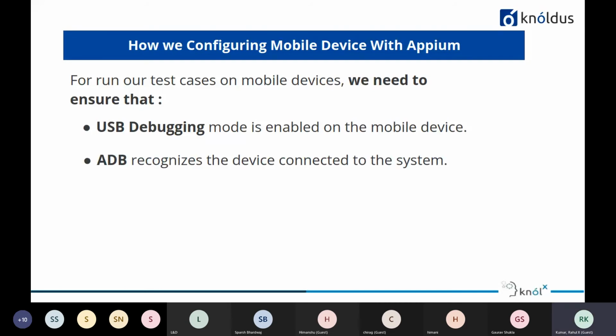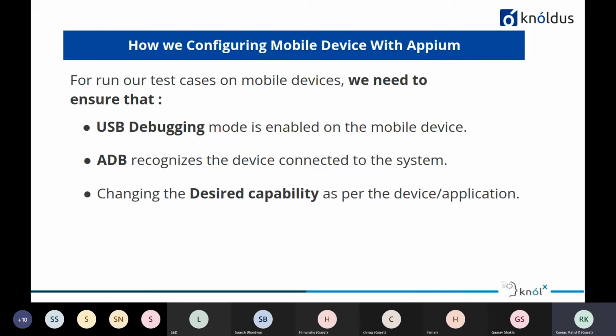Second, ADB recognizes the list of connected available devices to our machine at that point. Basically, ADB is the Android Debug Bridge, which we need to download in our system to recognize the connected device from the system at the time we test. Third, we are required to change the JSON value or desired capability as per the device format we have.